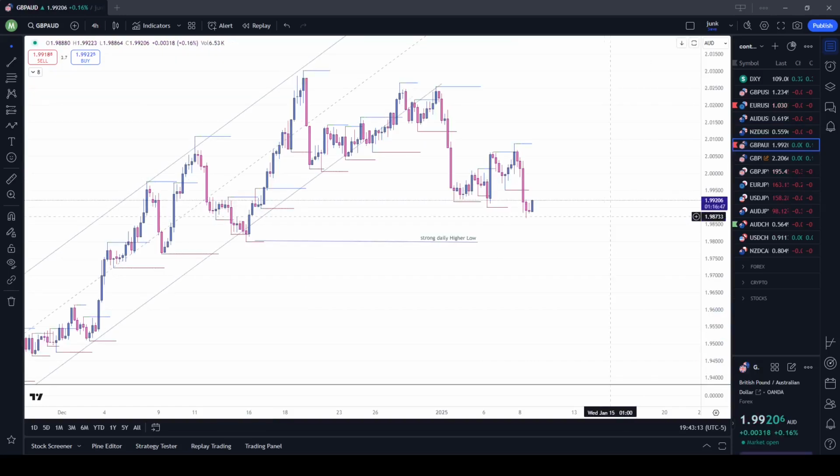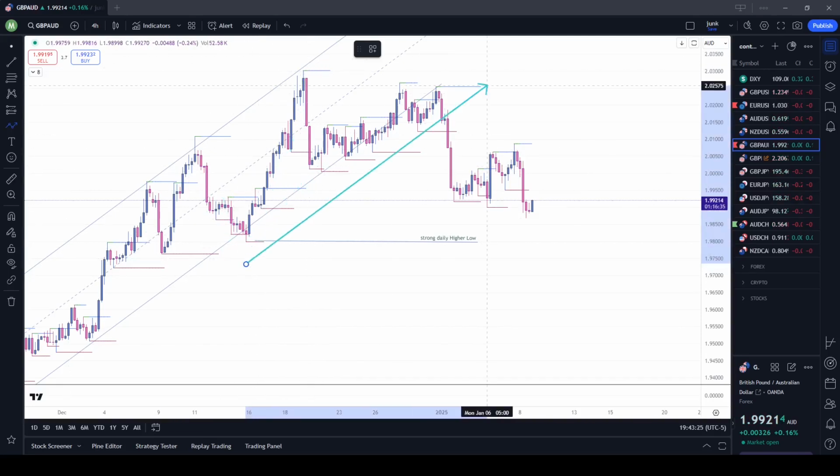Next, take a look at GBP AUD. Now, this has been bullish, making higher highs and higher lows. But this higher low wasn't able to break past this higher high, and this looks more corrective. So I'm also looking for sells, but it's still bullish until it's not.